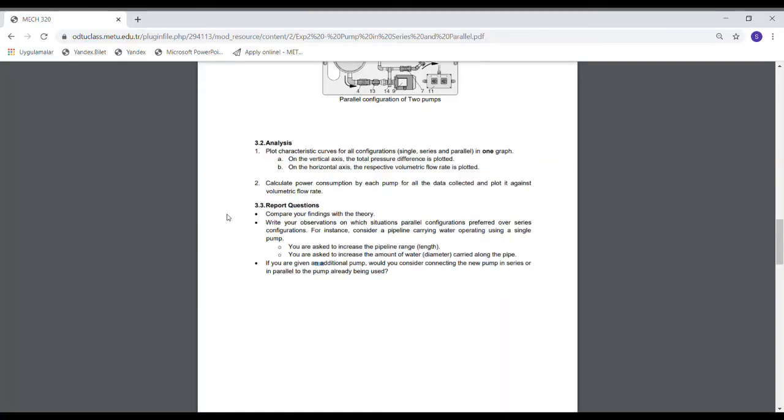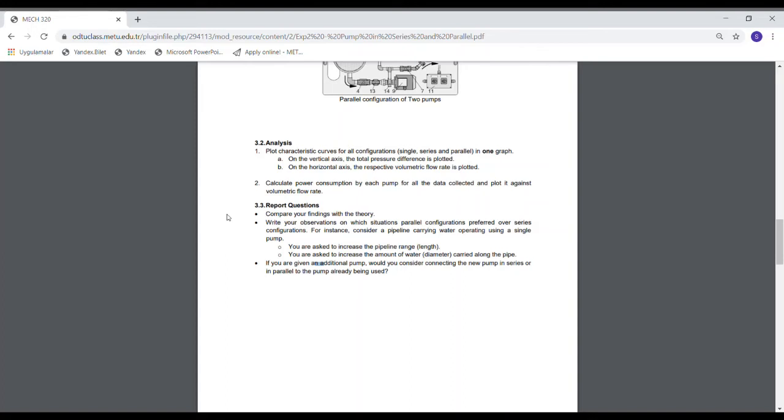Now I would like to give you some brief information about what to expect you to do in your lab reports. If you turn to page number 3 of your handouts, you will see that there is an analysis part. First of all, we want you to plot characteristic curves for all single, series, and parallel configurations in one graph. You need to put total pressure difference on the vertical axis and flow rate on the horizontal axis. Secondly, we want you to calculate power consumption by each pump for all the data collected and plot another graph as power versus flow rate.